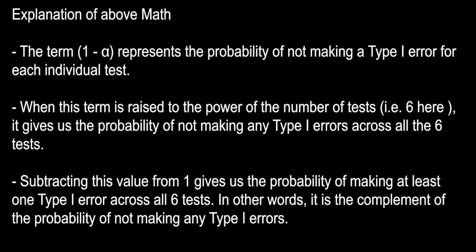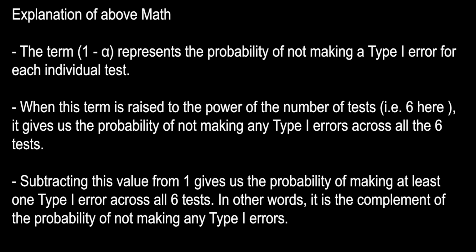the probability of not making a type 1 error for each individual test. When this term is raised to the power of number of tests, that is 6 here, that will give you the probability of not making any type 1 errors across all the 6 tests, and subtracting this value from 1 gives the probability of making at least one type 1 error across all the 6 tests. In other words, it is a complement of the probability of not making any type 1 errors.